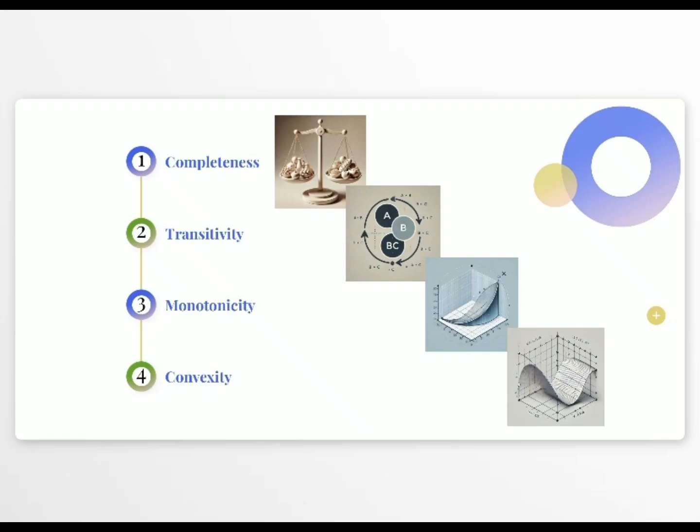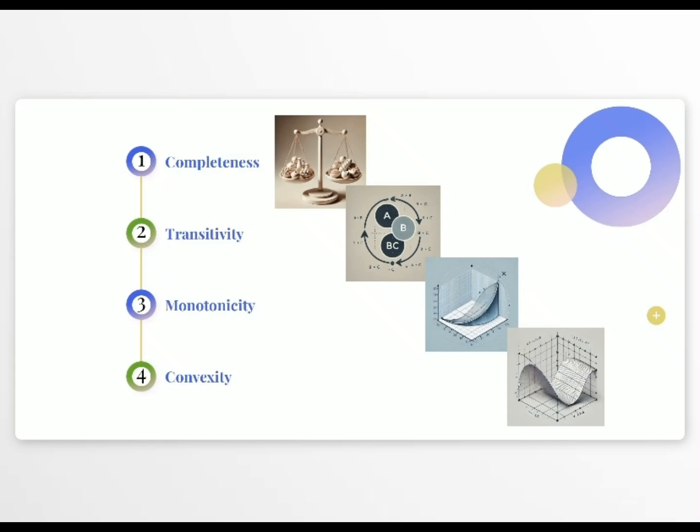The third one, monotonicity, is the easiest one. It says that the more we have, the better. So the more we have of a product, the better for the consumer. The fourth one, convexity, means that a balanced bundle is better than an extreme one.